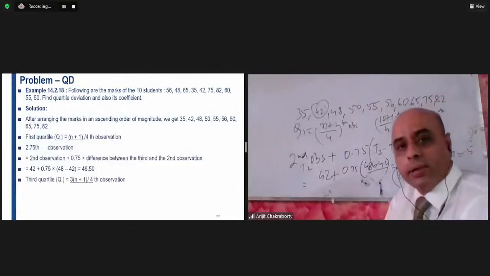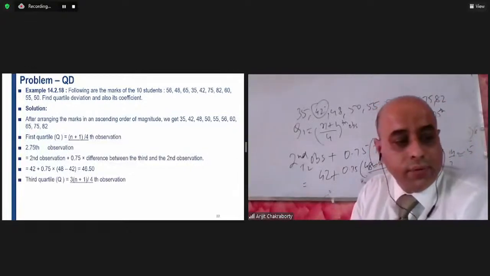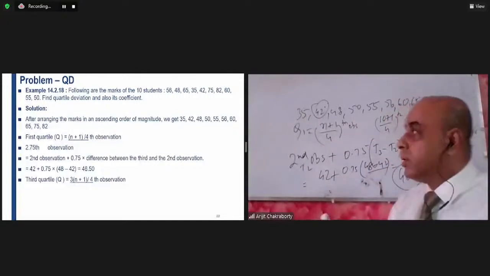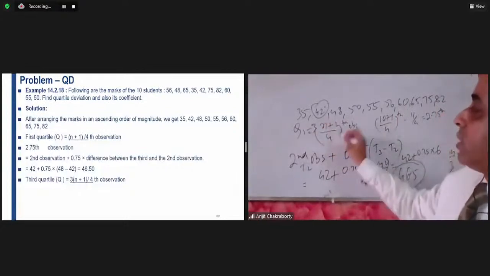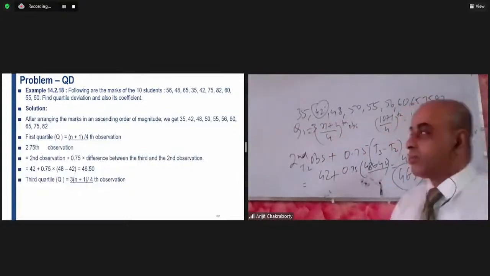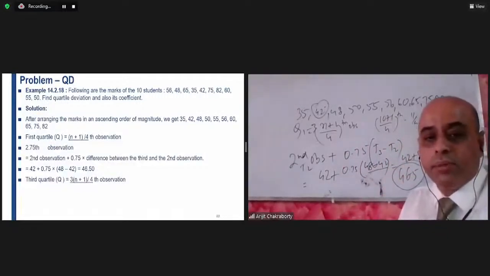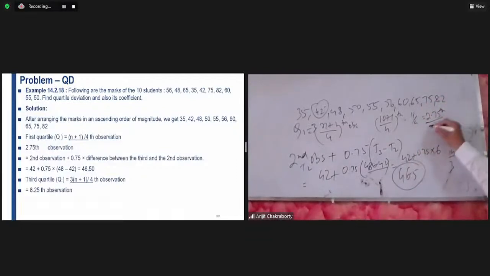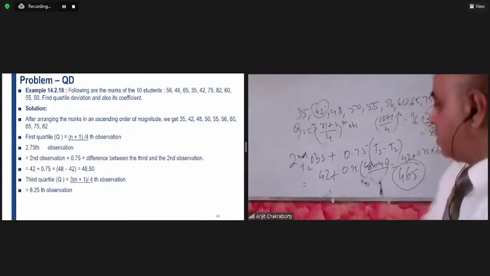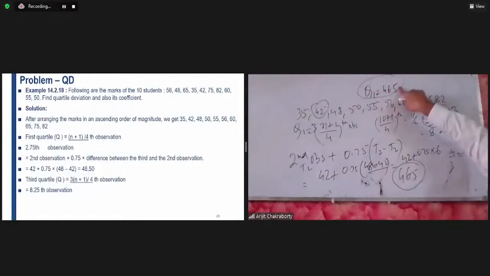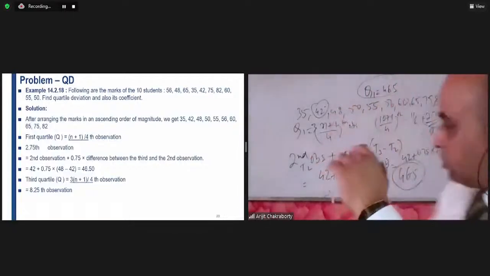Now the third quartile, because we know quartile deviation is Q3 minus Q1. Q1 we have got, but Q3 is 3 into (n plus 1) by 4. It is the third quartile. Here it will become 2.75, which we have got, into 3, so it will become 8.25, the 8.25th observation. I'm writing Q1 is 46.5; we have already got this. Now we are trying to find out Q3.